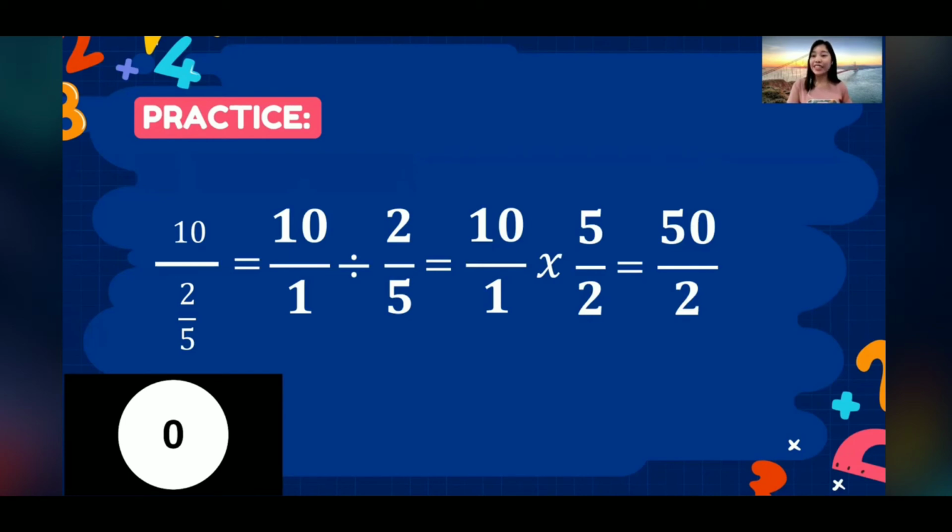Are we done? Not yet, because this one is an improper fraction and we have to rename it to a mixed number. Okay, so 50 divided by 2, 25. We have no remainder, so we have no fraction. And the final answer will just be a whole number, and this is 25. Did you get it right? Very good. Do you have any questions?